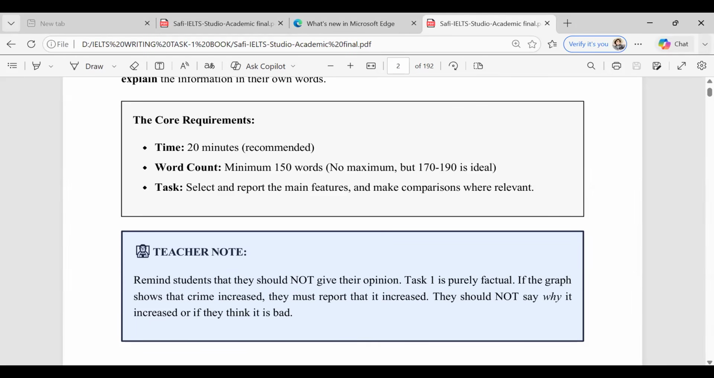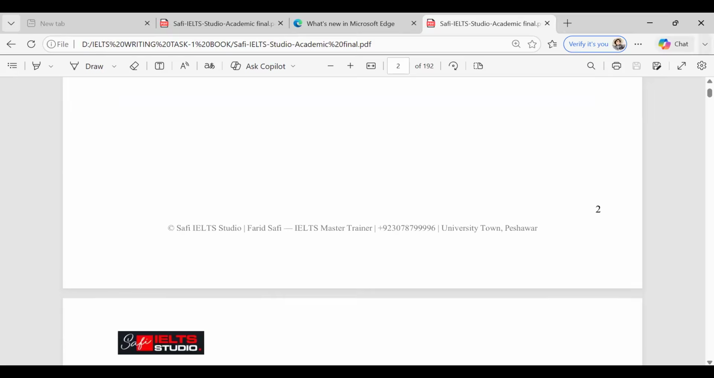And words, you're allowed to write a minimum of 150 words. If you write less than 150 words, it means you are short of words and you will have a lower score in IELTS Writing Task 1. The maximum number of words you can write is 170 to 190. Do not exceed, because more words means more mistakes and more mistakes means a lower band. So make sure that you write between 160 and 170 words. They are more than enough.